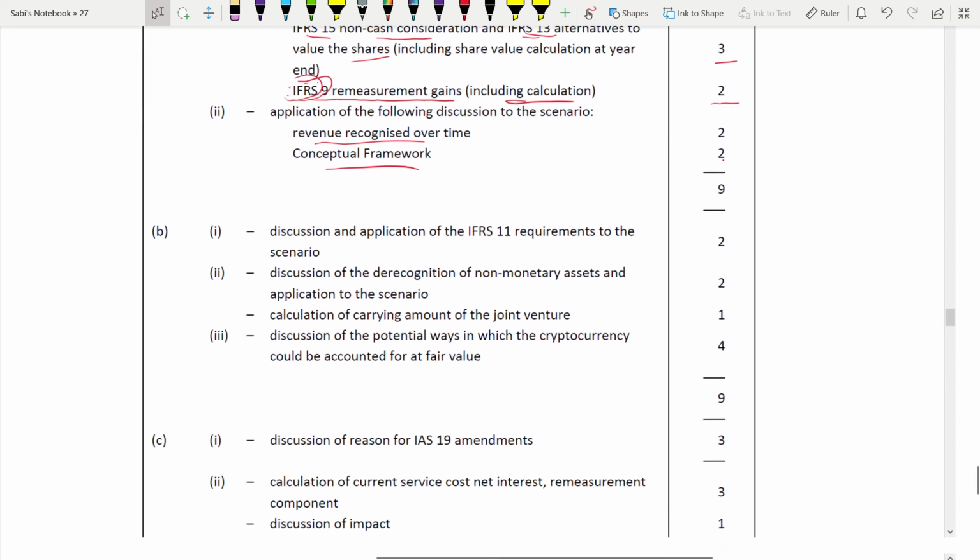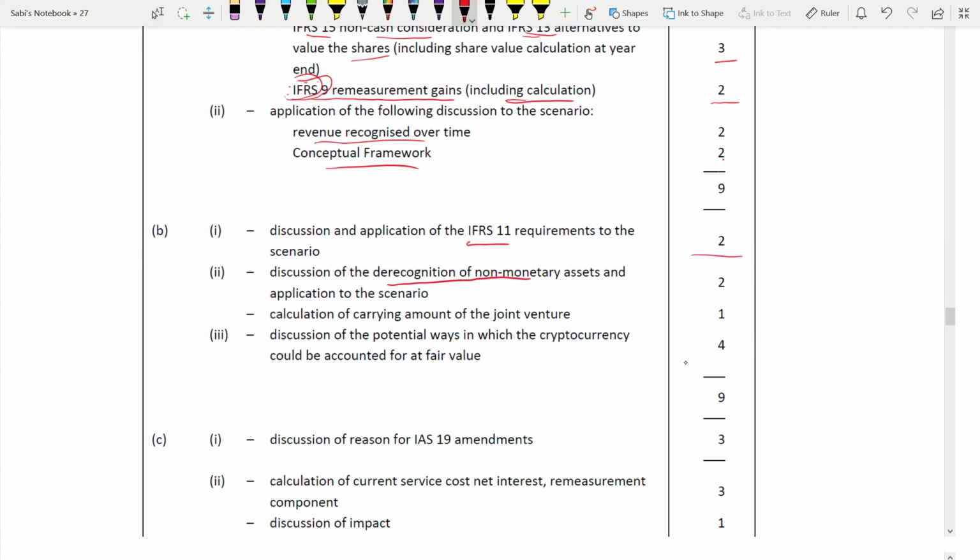Coming to part B, which is again for 9 marks. So in case you forgot everything, it's joint venture and all. So IFRS 11 for discussing and applying it to the scenario 2 marks. Then this derecognition of non-monetary asset and application to the scenario another 2 marks. All your cryptocurrency and property for derecognition of those things. Okay. Then calculation of the carrying amount of the joint venture is 1 mark. You see, you cannot lose even one thing here. Everything carries marks here.